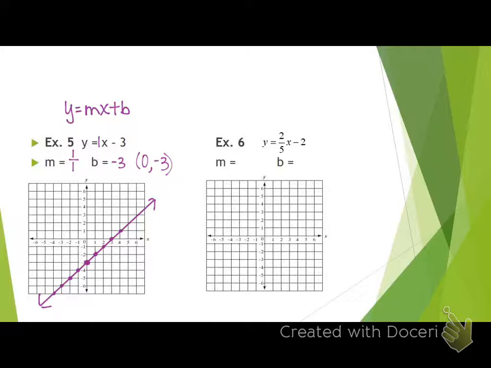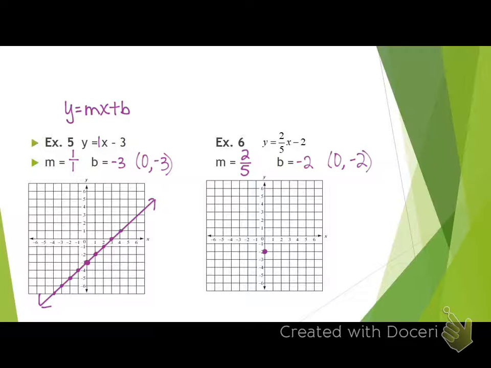Let's go ahead and roll into example 6. What's my m? 2/5. And my b? 0, negative 2, or as a point, yes, 0, negative 2. Good. On the y-axis, we put a point at negative 2. That's my b, or my y-intercept.